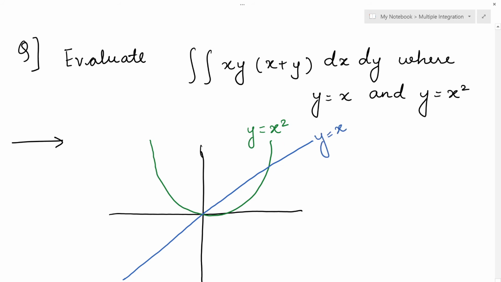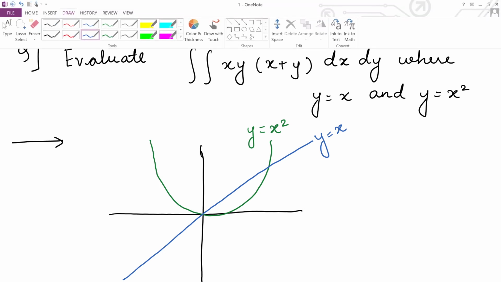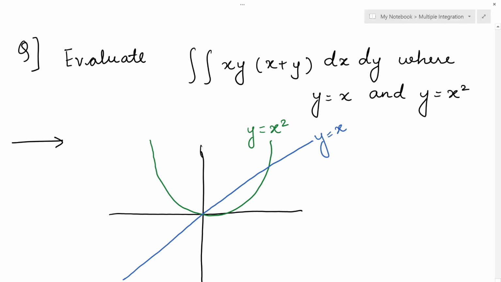Okay, so it is a line passing through the origin. Again, blue is the line y is equal to x. Green is the line y is equal to x square. To make you understand, I am using different colors, right? So now the common region is what I have shown by yellow.